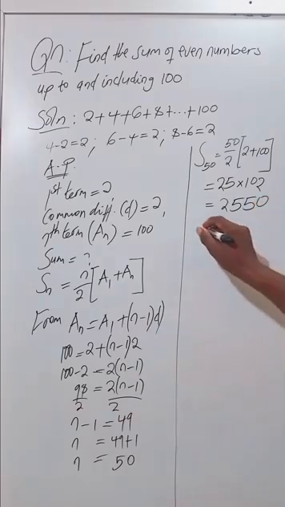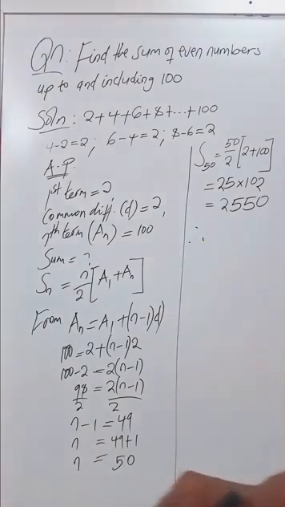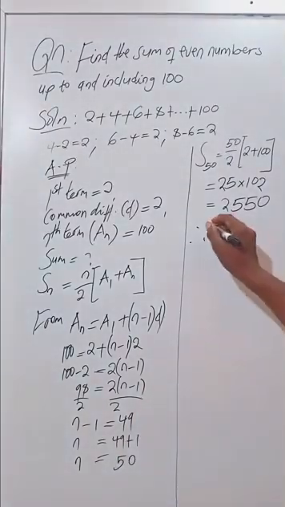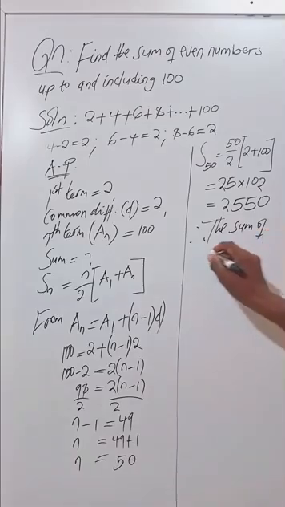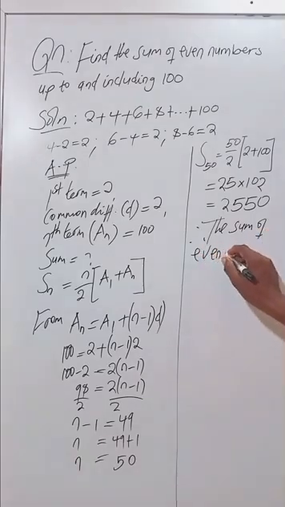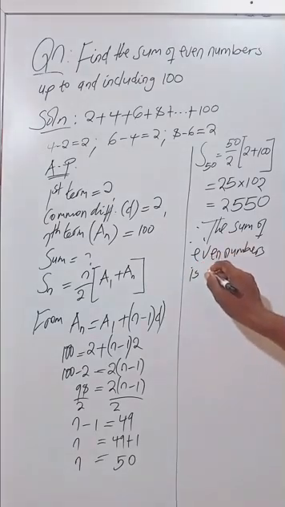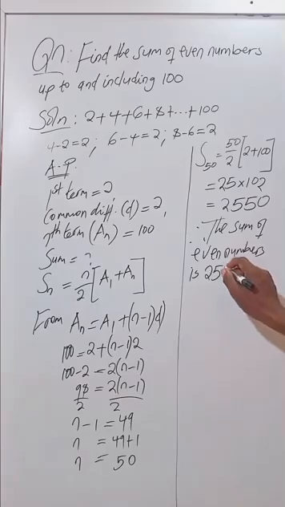So what's the conclusion? We shall say the sum of even numbers up to and including 100 is 2550. That's our answer for this session.